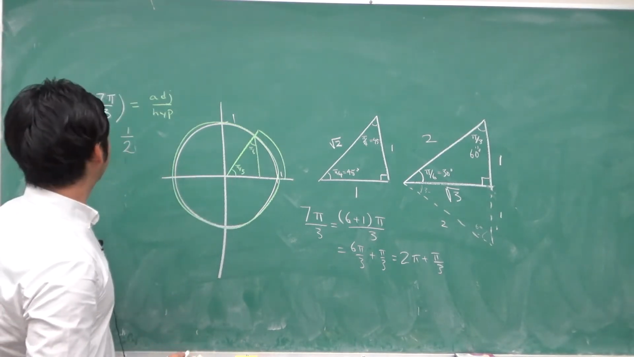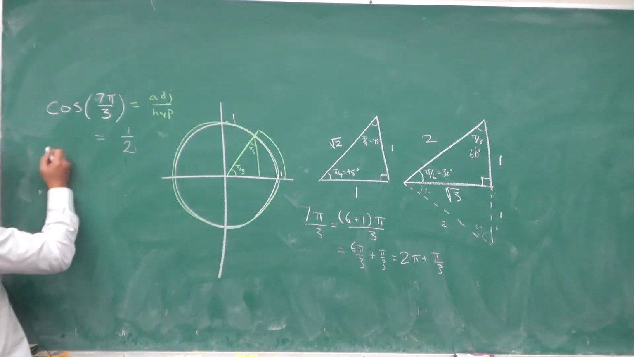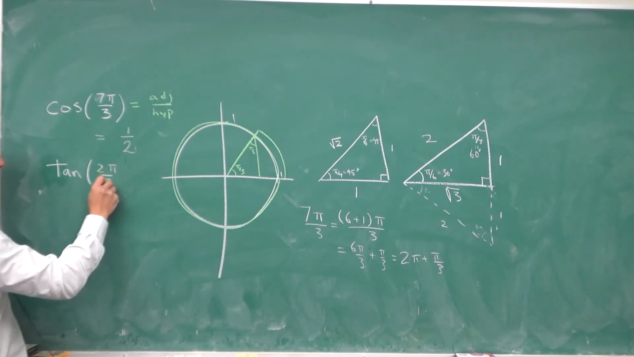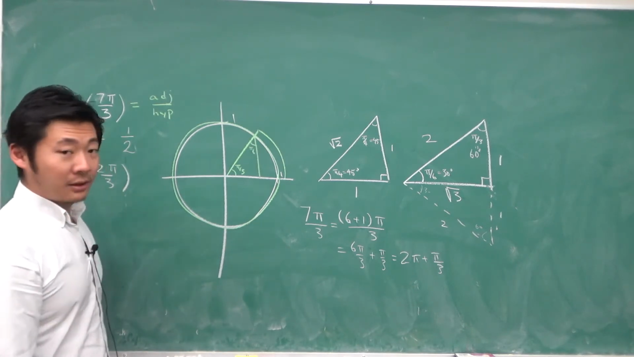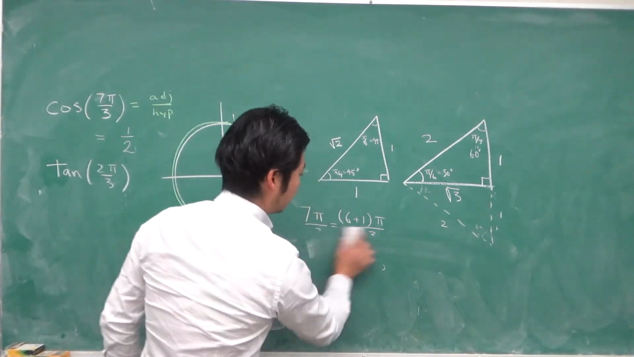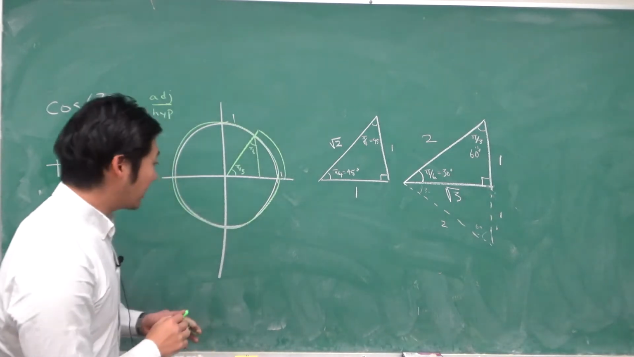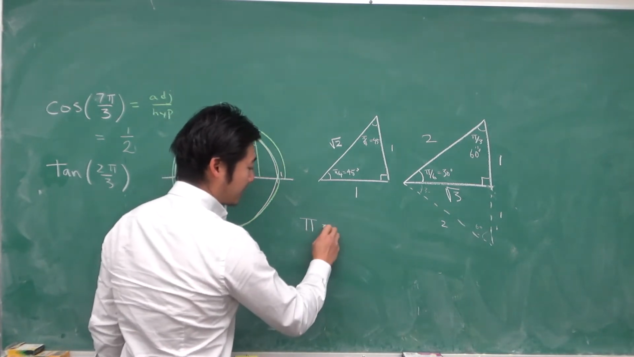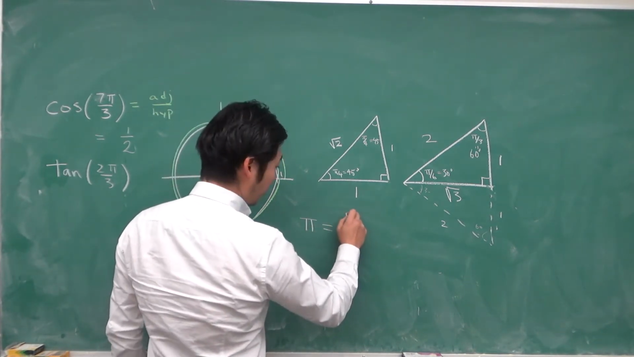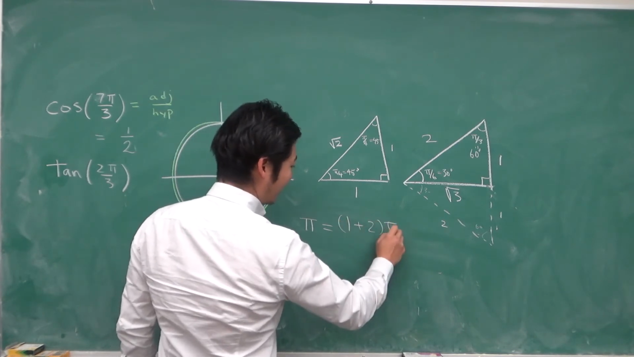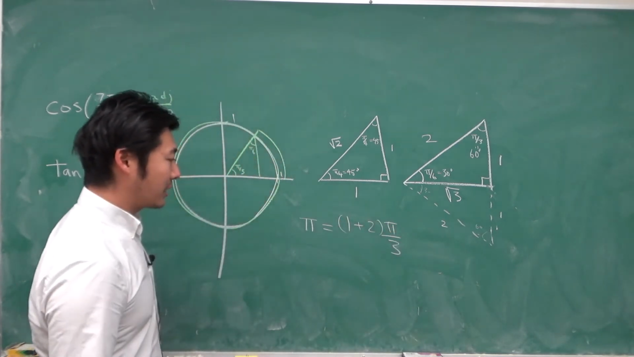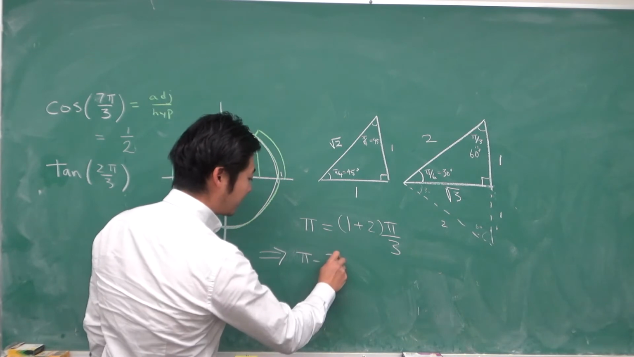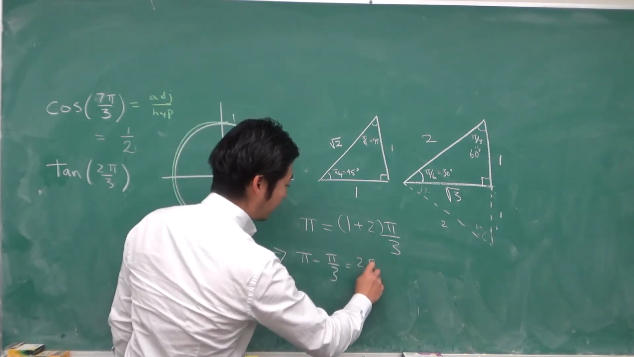Let's do another example. This time let's do tangent of 2 pi over 3. So how to find our pi is we can write pi as 1 plus 2 pi over 3. Or in other words, pi minus pi over 3 is 2 pi over 3.